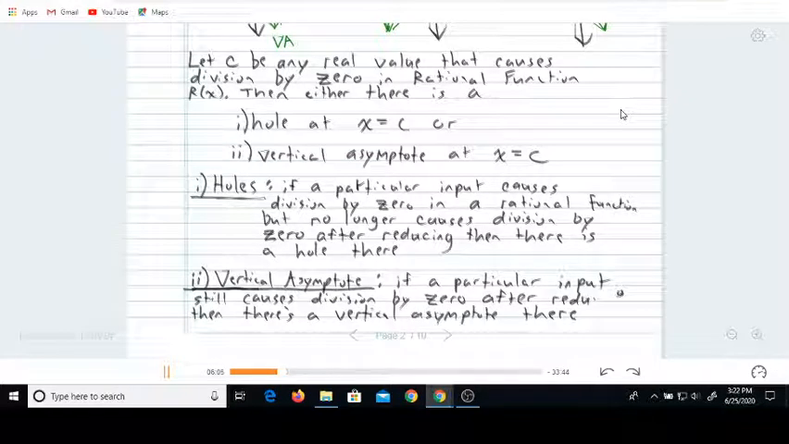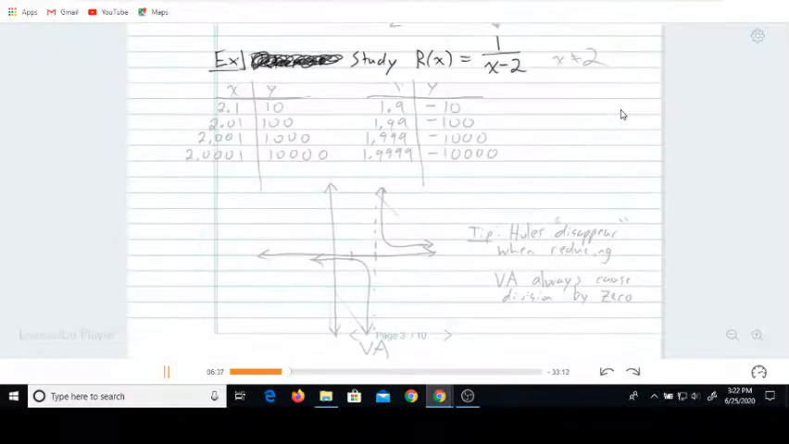So we will get a hole at a particular input that causes division by 0 in a rational function, but no longer causes division by 0 after reducing. So that's how we know we have a hole, if that division by 0 disappears, so to speak, when reducing. Now, if we reduce and it still causes division by 0 even after reducing, that's when we get a vertical asymptote. So let's go ahead and study this example here.